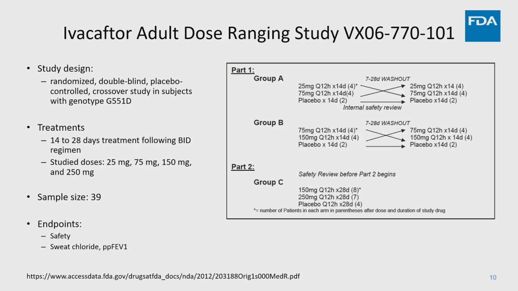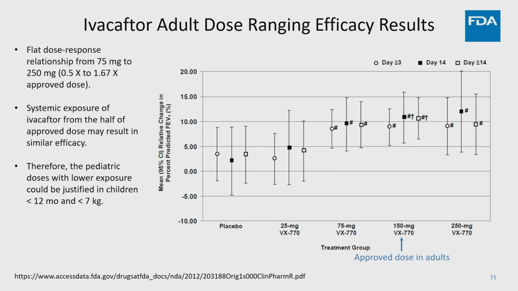The adult study, which was reviewed in the original approval, is a randomized, double-blinded, placebo-controlled study. This study established a dose response. They evaluated the 25 milligram, 75 milligram, 150 milligram, and 250 milligram doses at BID dosing. So 150 milligram BID is the approved dose. And in this study, they characterized sweat chloride as a PD marker and ppFEV1 as the efficacy endpoint.